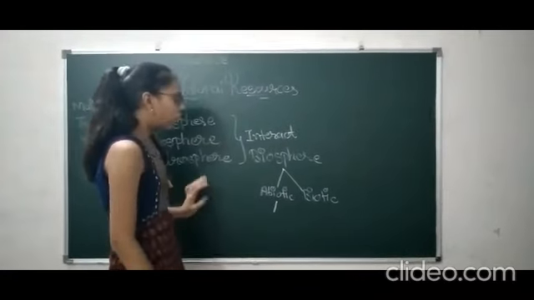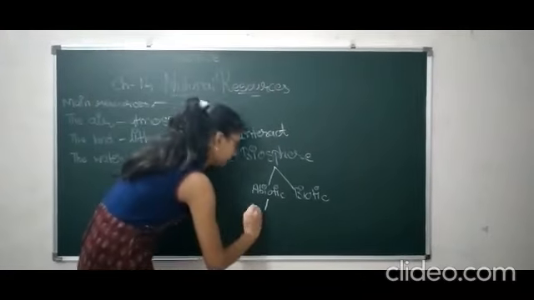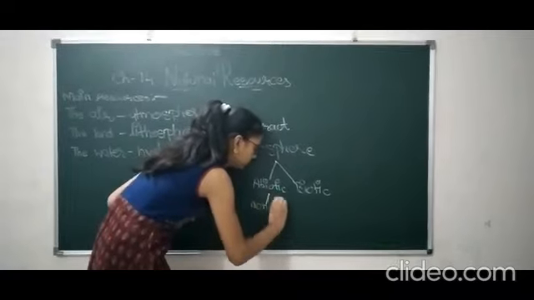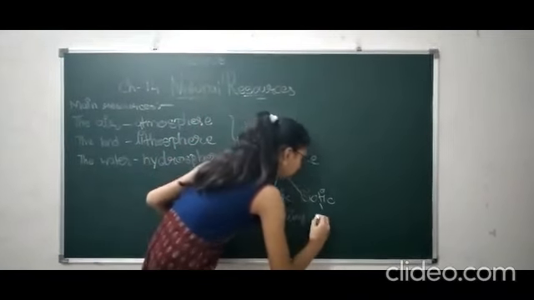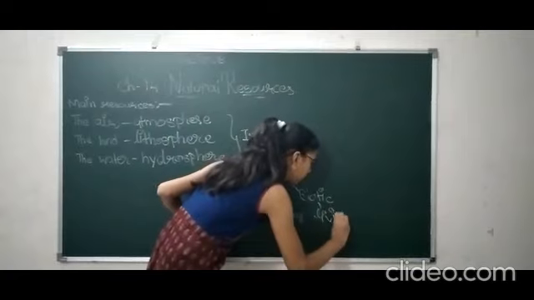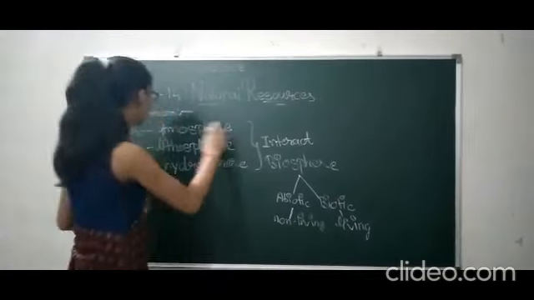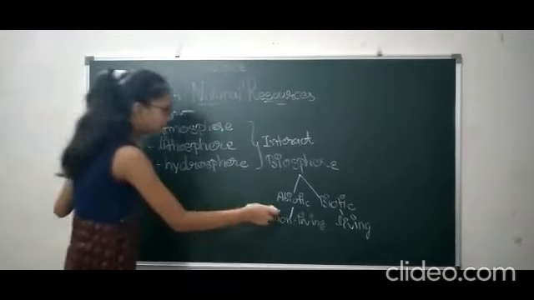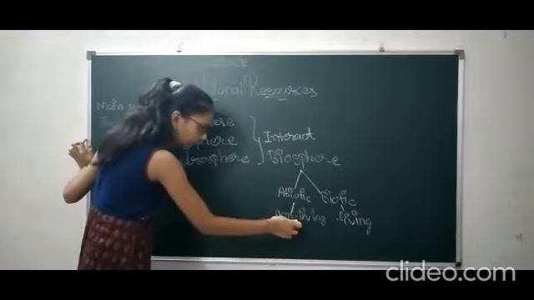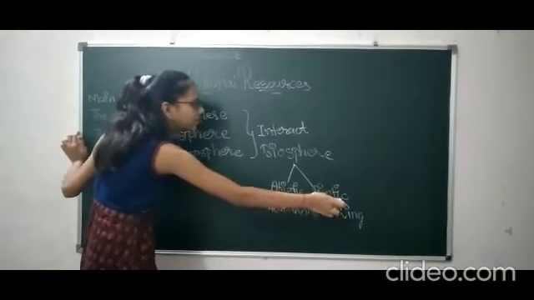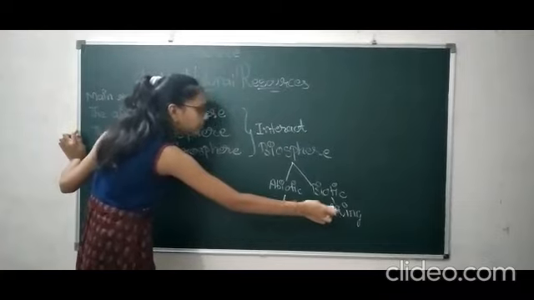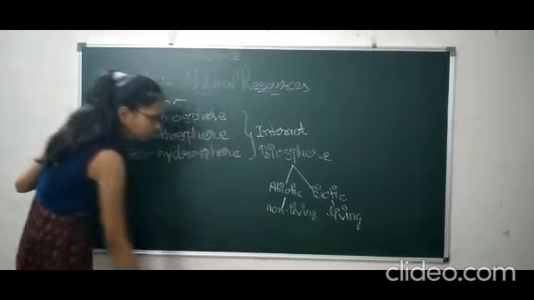Abiotic contains all the non-living things, and biotic means living things. So these three, the air, land and water, come in abiotic, that is non-living. In biotic come animals, plants, and human beings; they come in biotic components.